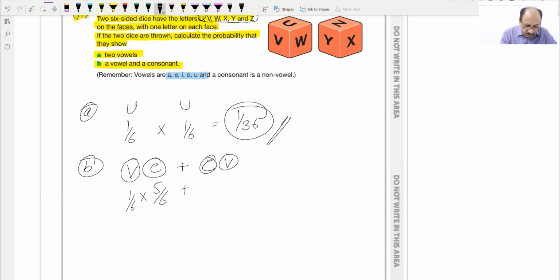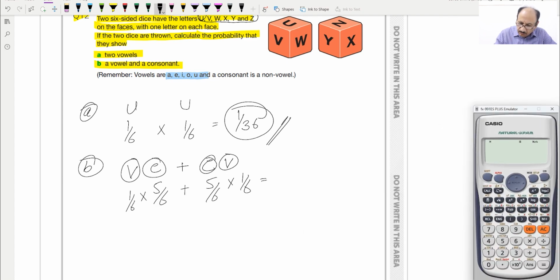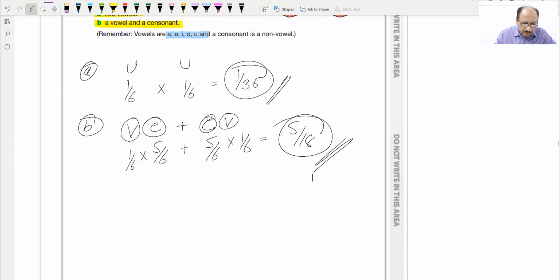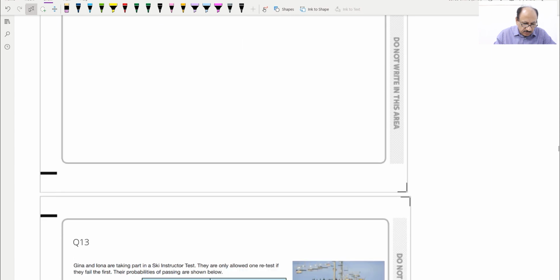Hopefully you are understanding. Consonant will be 5 by 6 and vowel will be 1 by 6, and we will be multiplying these. It will be 1 over 6 multiplied by 5 over 6, plus 5 over 6 multiplied by 1 over 6, and this will give us 5/18. 5/18 will be the probability for this B part. Hopefully you understood this. This was a simple straightforward question.